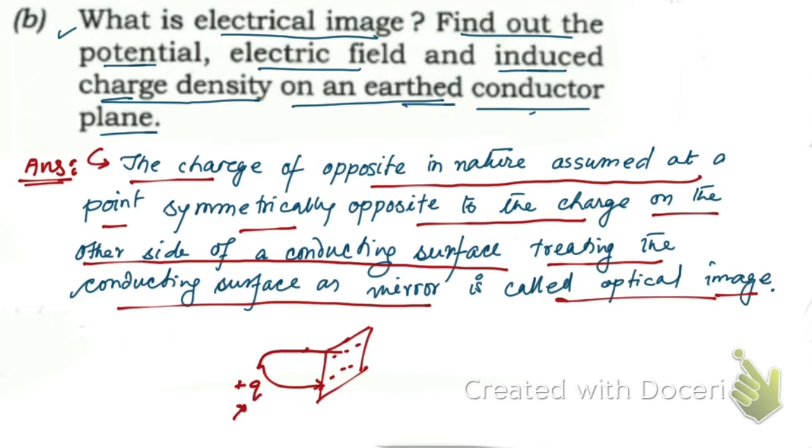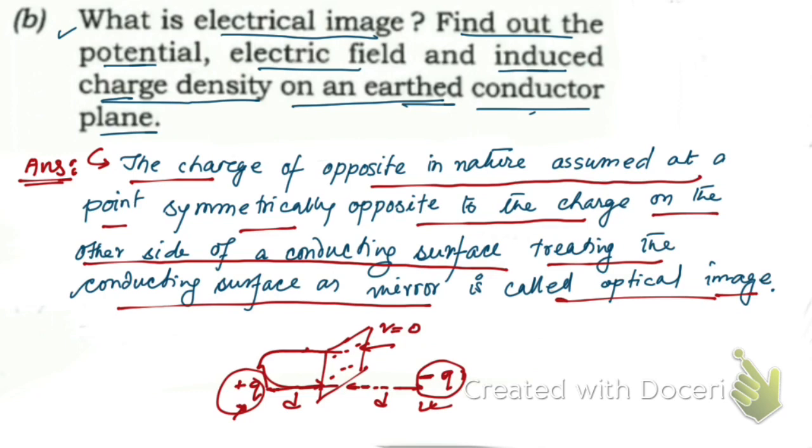Now, if you assume the same amount of charge Q but opposite in nature, this is minus, at an equal distance, suppose the distance from this surface to this positive Q is d, and you assume the other one, minus Q, on the other side at the same distance d from the surface, so that the potential on this surface is 0, then this minus Q is called the electrical image of this positive Q. I hope you have understood this.